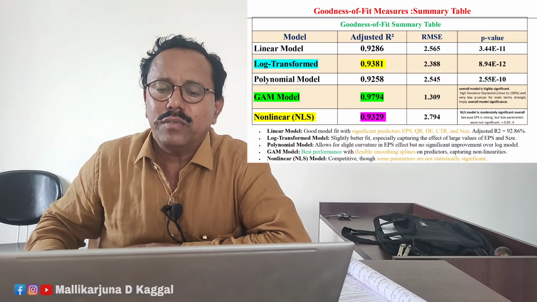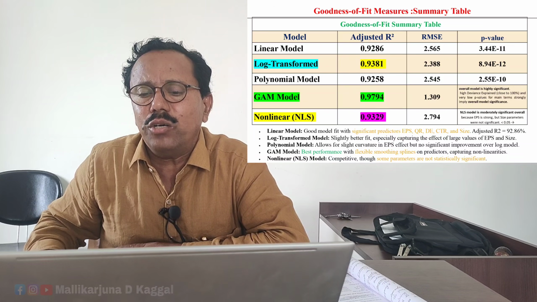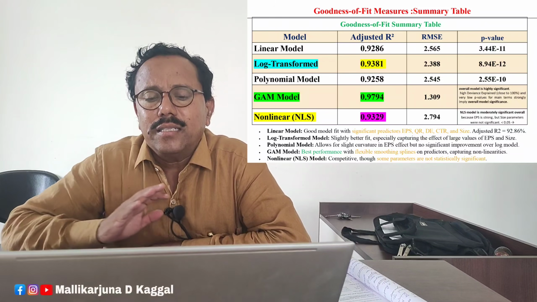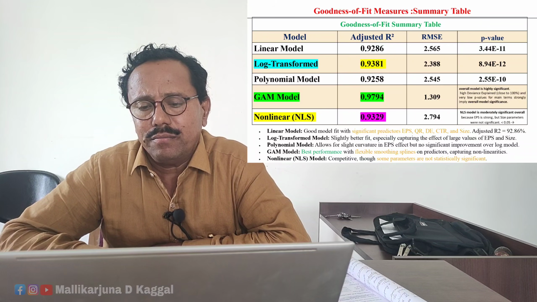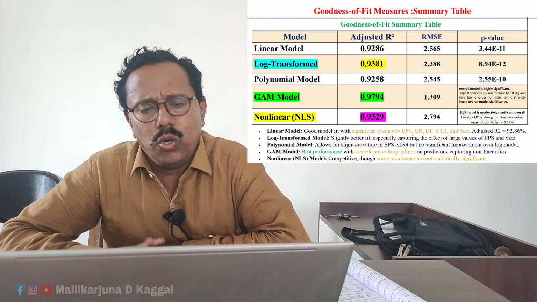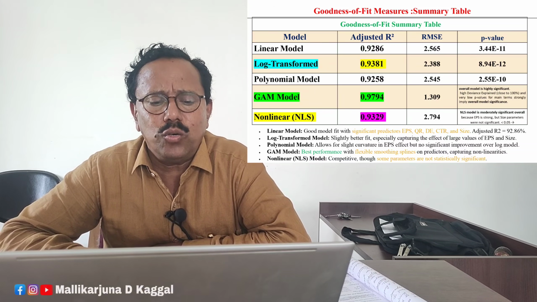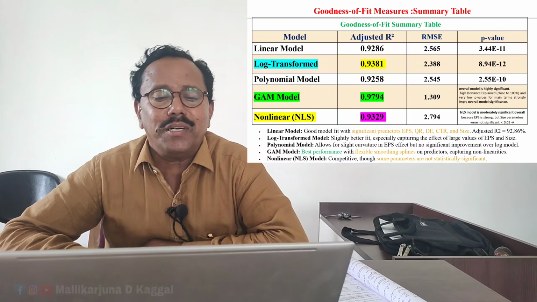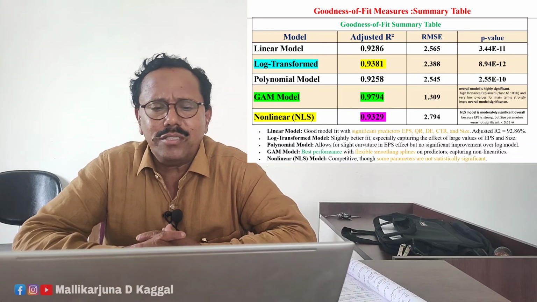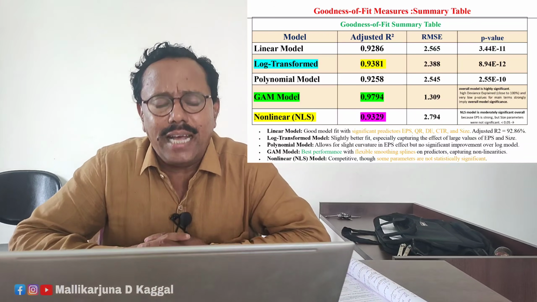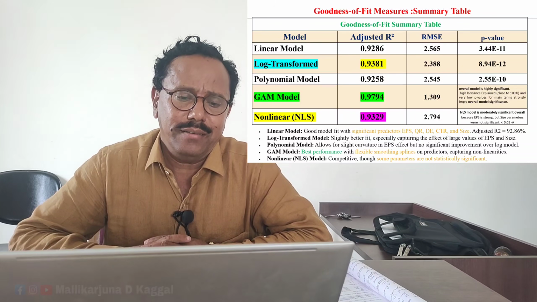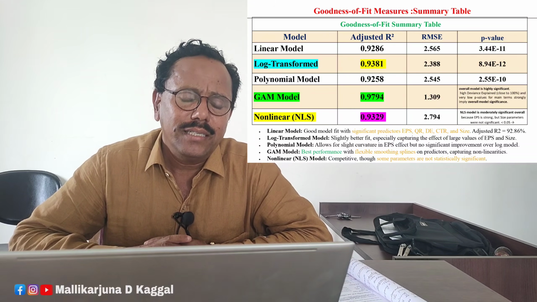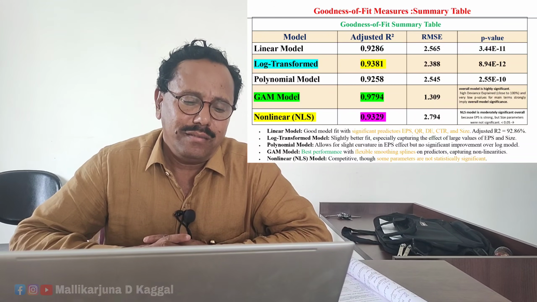Next one is the p-value. In all the cases, the p-value is less than 0.05. Hence, these models are a good fit. No doubt, all the models are a good fit. In all the cases, adjusted R square is more than 90%. No doubt, all the models are very good. I should say proudly that I am lucky to have got this good result, because we don't get this good a result in many datasets.